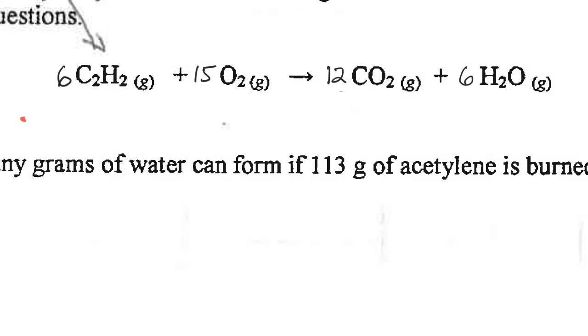If I divide 6 by 3, I'm going to get 2. If I divide 15 by 3, I'm going to get 5. 12 by 3 is going to be 4. And 6 by 3 is going to be 2. Those are the final coefficients that I should have. I want to make sure that I've got coefficients that are reduced. So when we did our initial tally, we went higher than we should have, and that's okay. So this is going to be 2, 5, 4, and 2. Now I'm just going to erase the ones that are up top. There we go. So now I've got my balanced reaction, and I'm ready to do my problem.